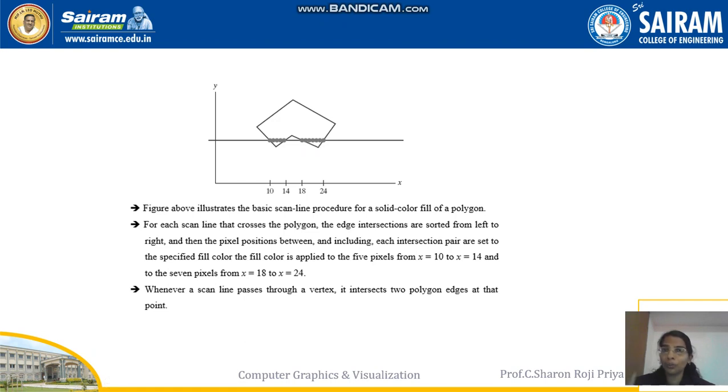Now, to fill a particular area, I need a pair of vertices. I'll take the first pair, which is 10 and 14. The area in between I'll fill with pixels. Similarly, the next pair is 18 and 24. I'll take this pair, and the area in between I'll fill with pixels. This is how it is happening.